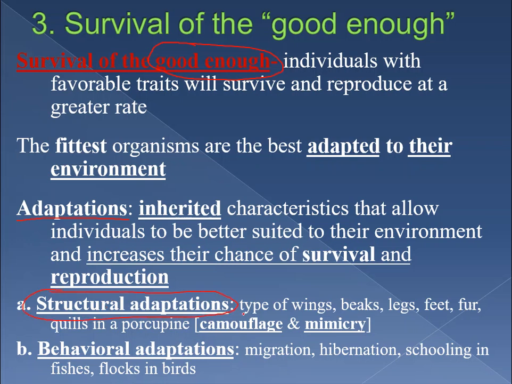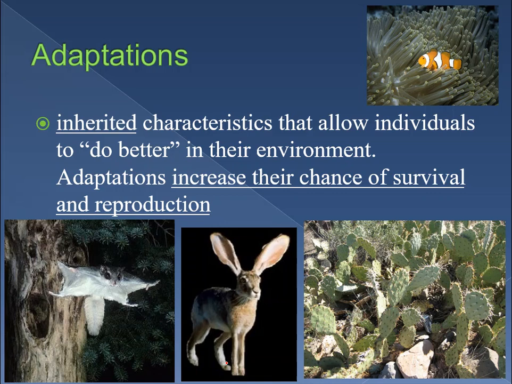Porcupine quills, etc. And then you can actually have things like behavioral adaptations, so migratory behaviors in birds to take advantage of local seasons and food resources and mating locations, right? That's a behavioral adaptation. Schooling in fishes is an anti-predatory behavior, right? There's safety in numbers here. Same thing with flocks of birds, etc. So, a variety of adaptations.